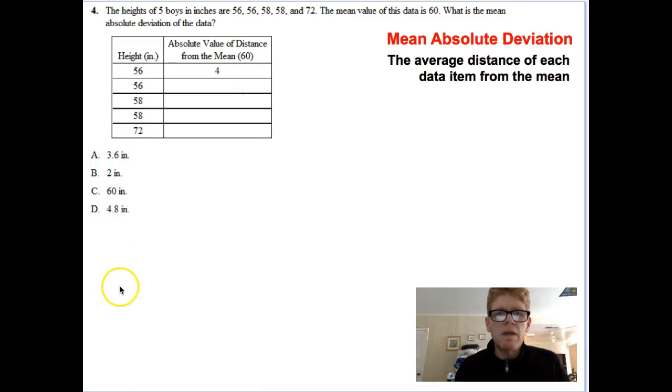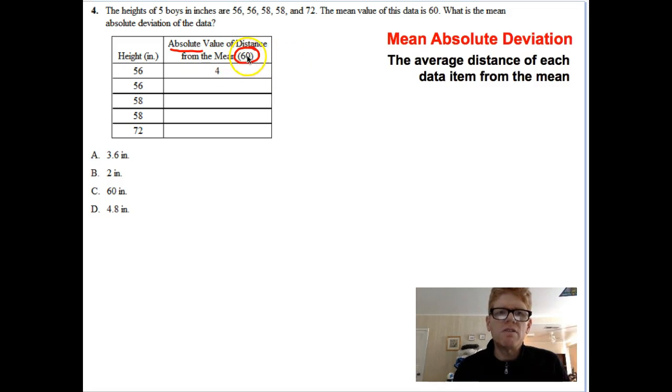So let's get started. Now the problem tells us that the mean is actually 60. It gives us the mean right there, so we know what the mean is. We just need to find the distance of each of these from that mean. So we're going to find the absolute value of the distance, so we're not going to have negative or positive values, just the absolute value of the distance.